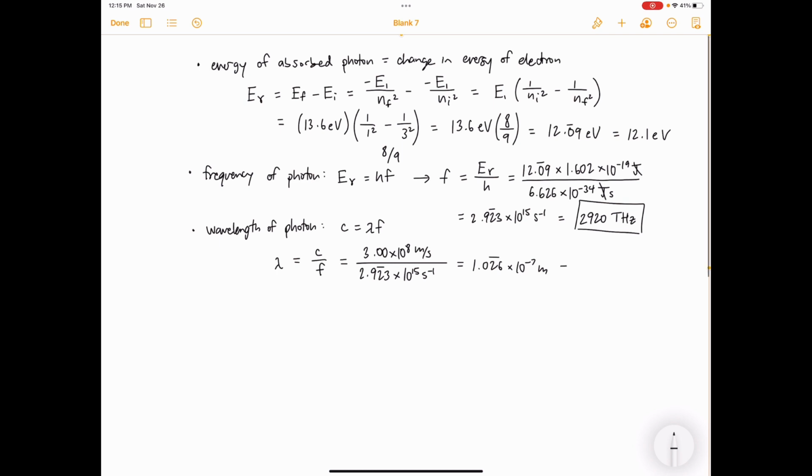But we can convert that over to nanometers, and it's 103. So this is outside of the visible range. This is ultraviolet. This is UV light. And yeah, that's the energy, frequency, and wavelength of the photon.